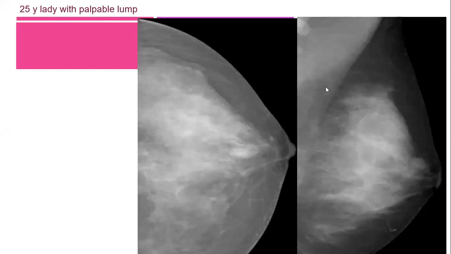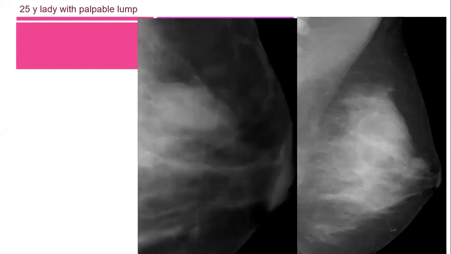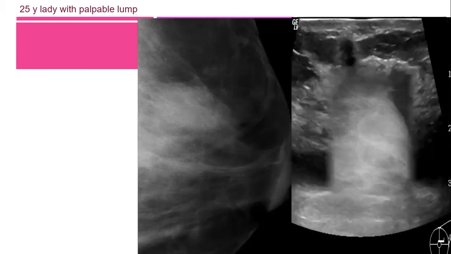This is the spot magnification view showing the mass has an indistinct border. Yes, it is an indistinct border. The margins are indistinct, as we suspected on MLO, and this is the MLO, exactly. So this is a BI-RADS 4B. We have to do ultrasound.